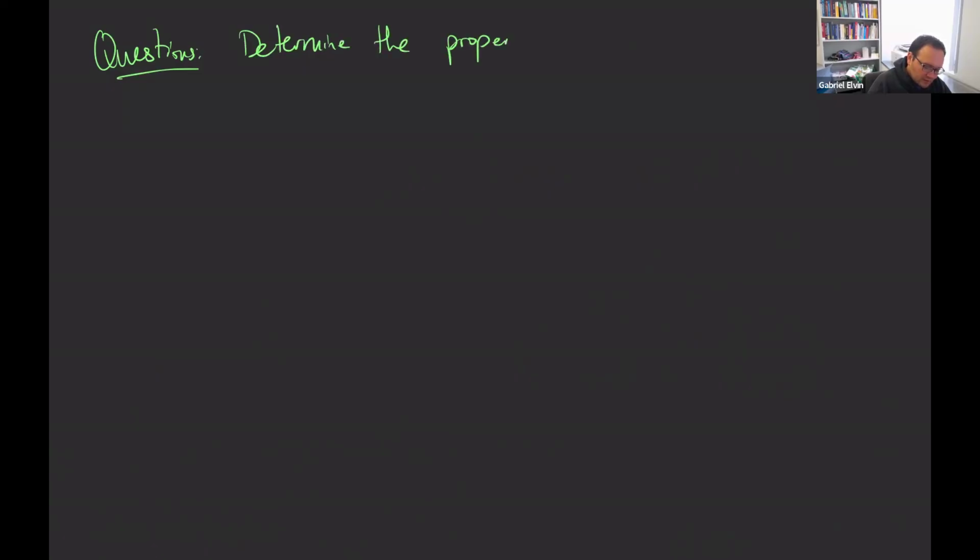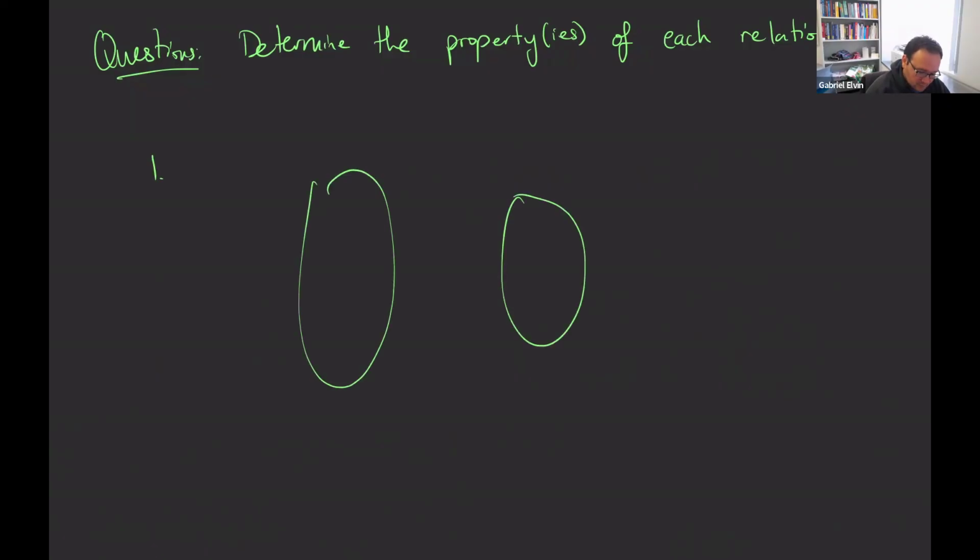I'll say property, or properties, could be multiple properties. So I'm going to draw a relation, and then the question will pop up. It'll be injective, surjective, or not even a function, and check all that apply. Okay, so the first one, and I'm not even going to bother naming the elements, just use dots.